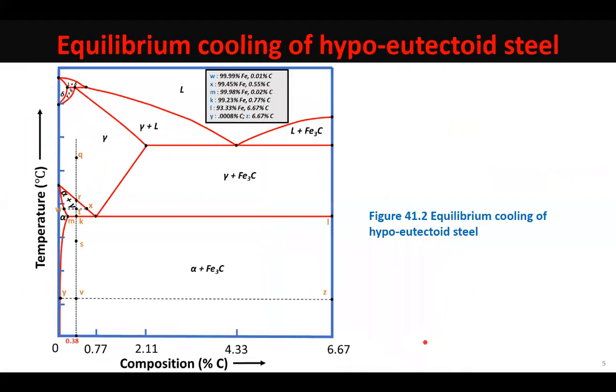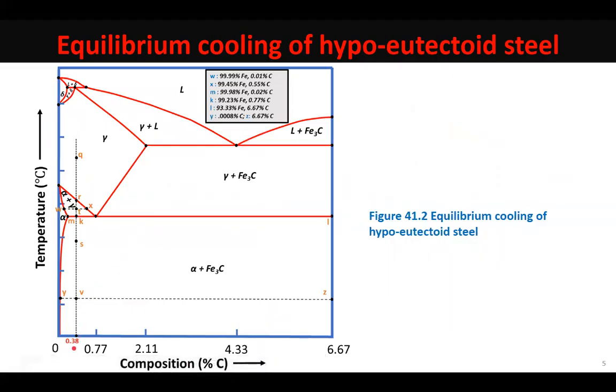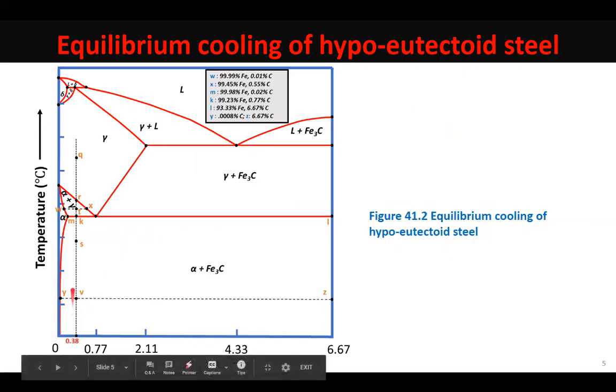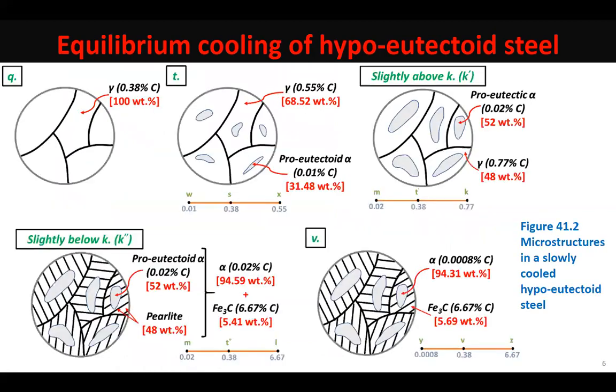Okay, then we move on to the equilibrium cooling and the microstructure evolution in hypoeutectoid steels. Now, to explain the case of a hypoeutectoid steel, I have taken a steel which contains 0.38% carbon. All balance is iron. Again, we draw a vertical line such that we take this at a high temperature at point Q. When it is in a complete austenitic state, the steel contains only austenite in it of 0.38% carbon, 100% by weight. So at point Q, you can see the microstructure of the steel is this.